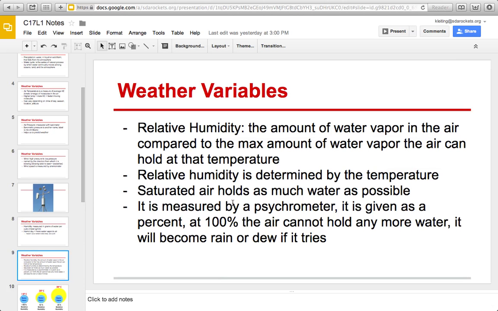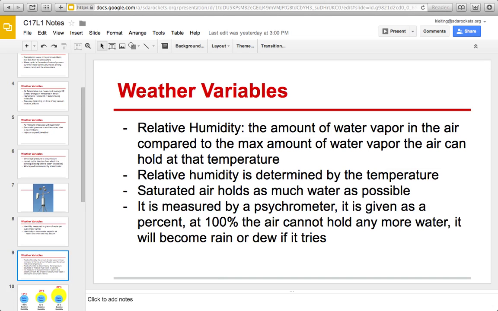It is measured by a psychrometer. It is given as a percent. At 100%, the air cannot hold any more water. So at 100%, the air is completely saturated. It will become rain or dew if it tries to hold more than 100%.